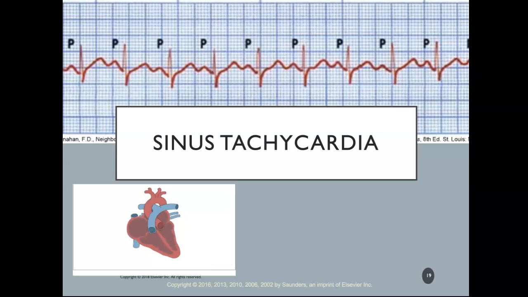It's a normal sinus rhythm, still have your P and your QRS, everything falls within the normal limits. It's just faster than 100 beats per minute, but no faster than somewhere between 160 and 180. That's about where it tops out.